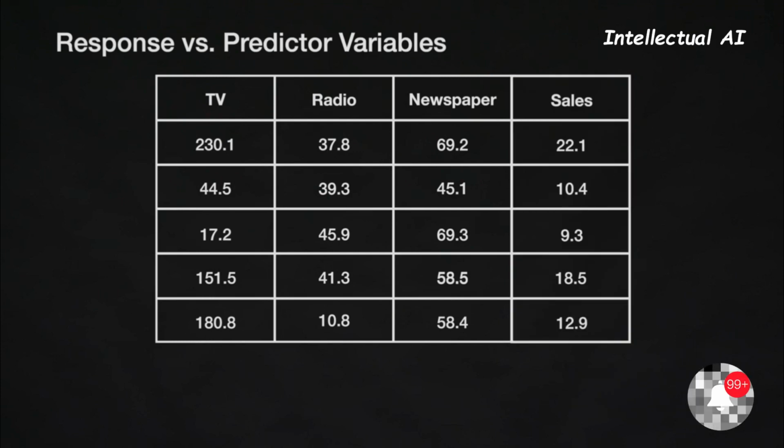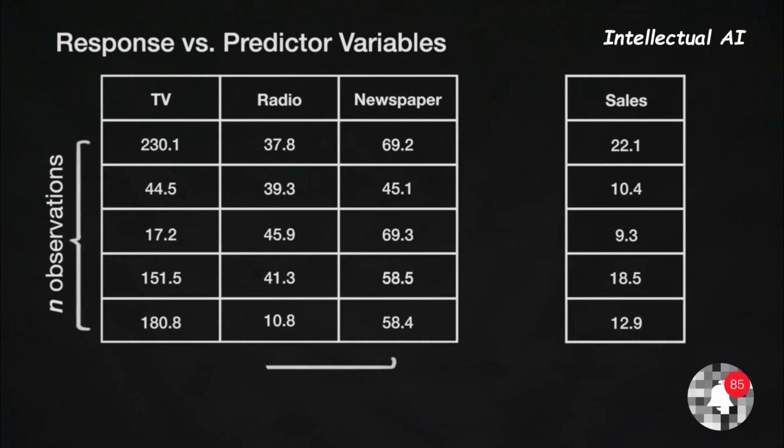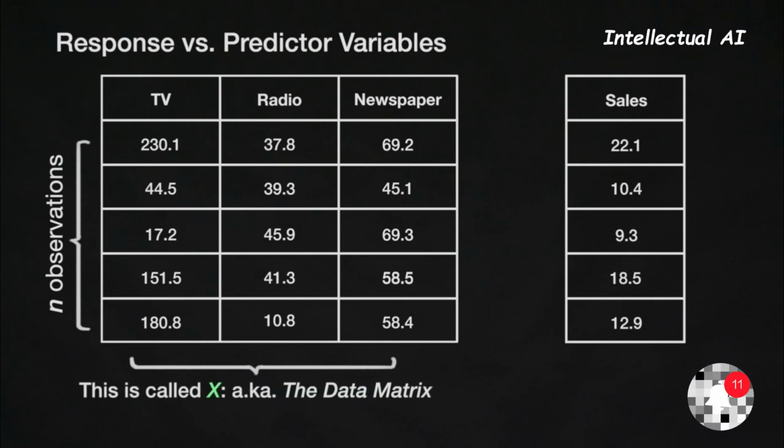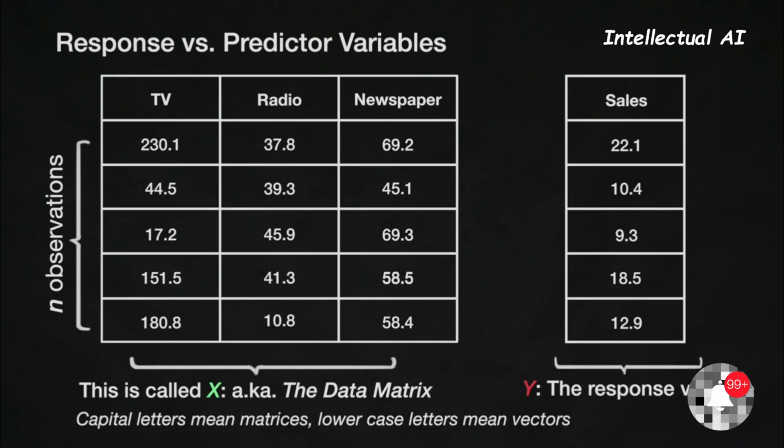As you can see from the table, there are multiple rows. Every row is an observation, and in general, we're going to have n observations. Every column, besides the sales, is going to be called a predictor, and we're going to, in general, have p predictors. The columns of predictors are also called the data matrix, and of course, for the response variable, we're going to keep the y. Capital letters will mean matrices, and lowercase letters will mean vectors.